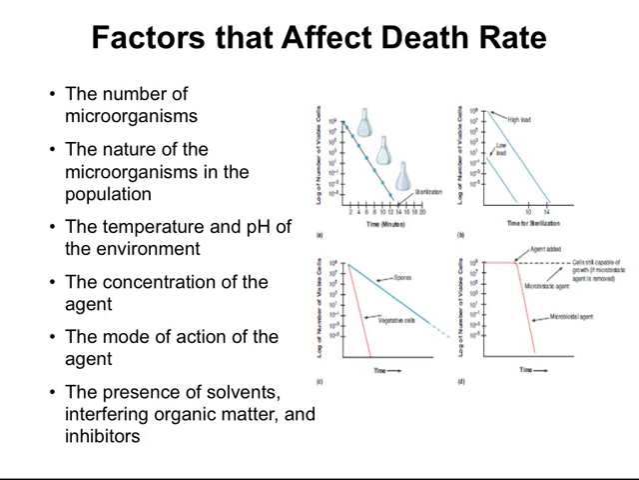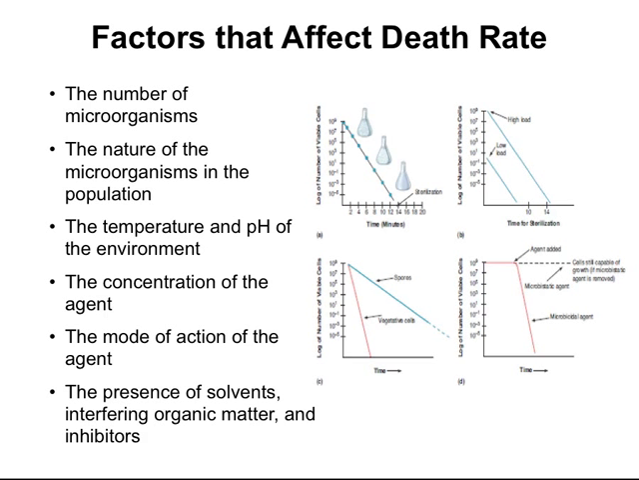The temperature and pH of the environment. If it's optimal, then they'll be killed off less rapidly than if the temperature and pH were less optimal. The concentration of the agent involved. Naturally, the higher the concentration of the microbial control agent, the faster we're going to be able to remove the microbes. The mode of action of the agent. How does it actually affect its action on the microbes? And also the presence of solvents, interfering organic matter, and inhibitors.